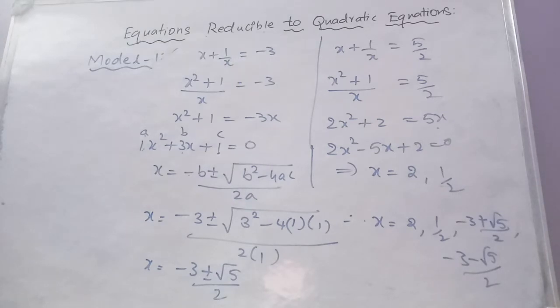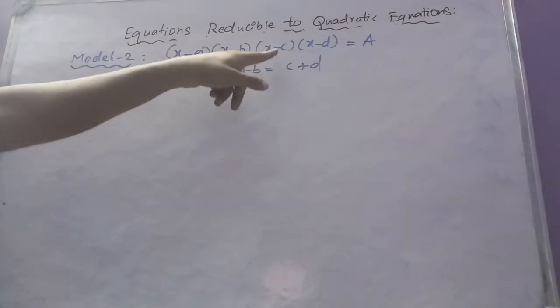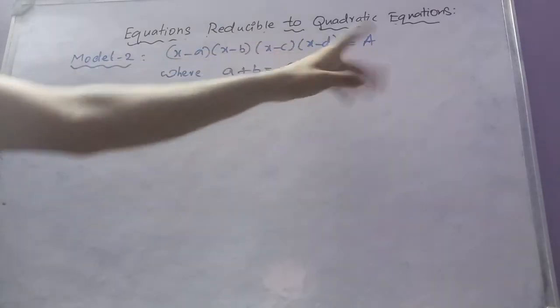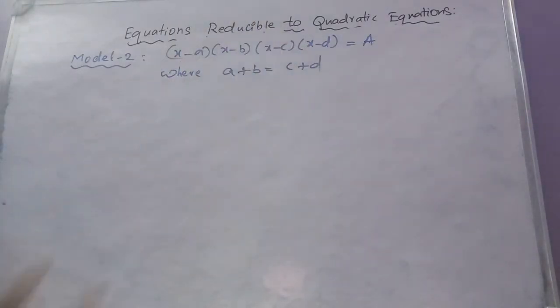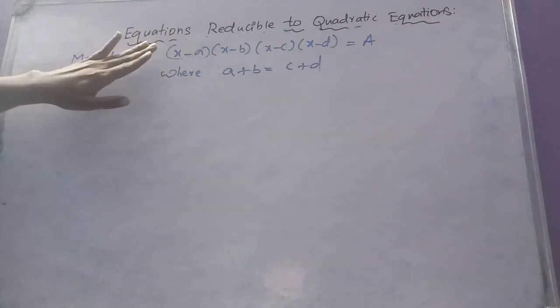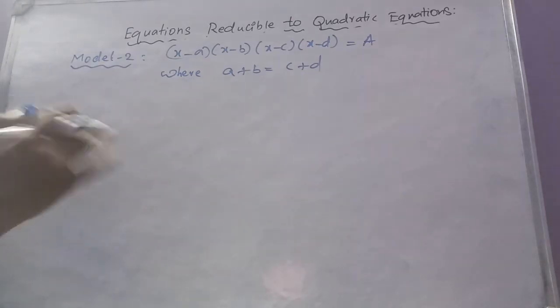So this is how we can solve the first model. Now let us go for the second model, the model number 2. Here is our second model. X minus a into x minus b into x minus c into x minus d is equal to A, where a plus b will be equal to c plus d. If this is the case, how to solve this particular model? First of all, let us proceed in general form. How are we going to start the solution?